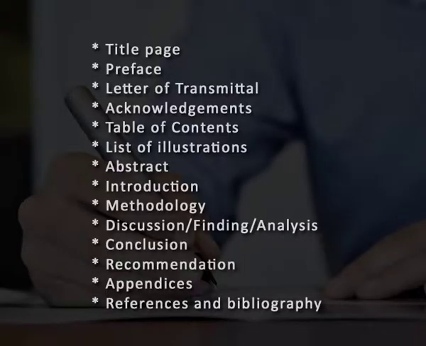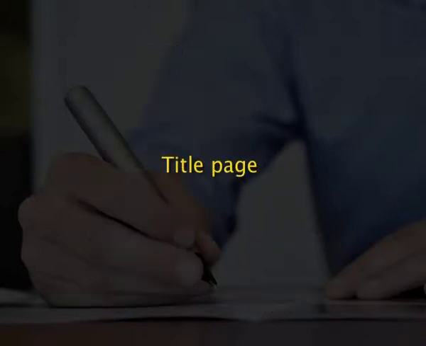Generally, a formal report contains many parts. The first and the foremost part is the title page. What is a title page? What does it contain? The title page consists of the title of the report, that is, the topic on which you are going to write this report, the name of the person who is writing this report, the name of the person to whom this report is being submitted, and the date.